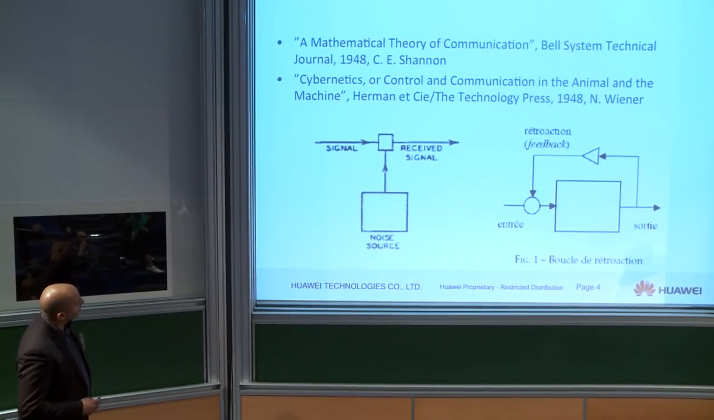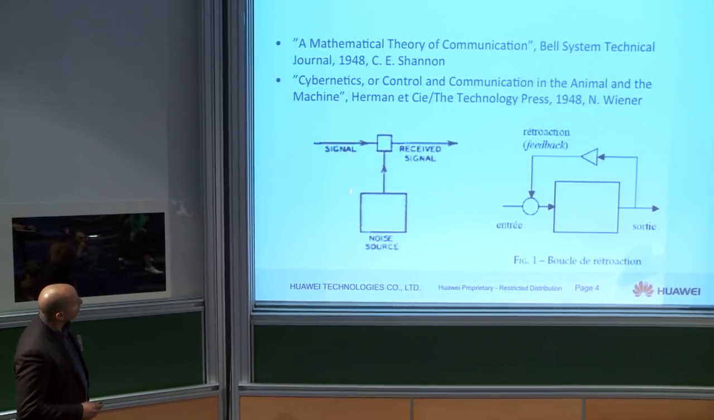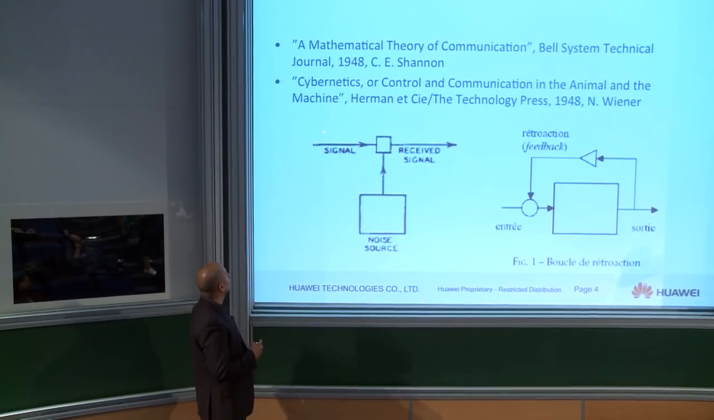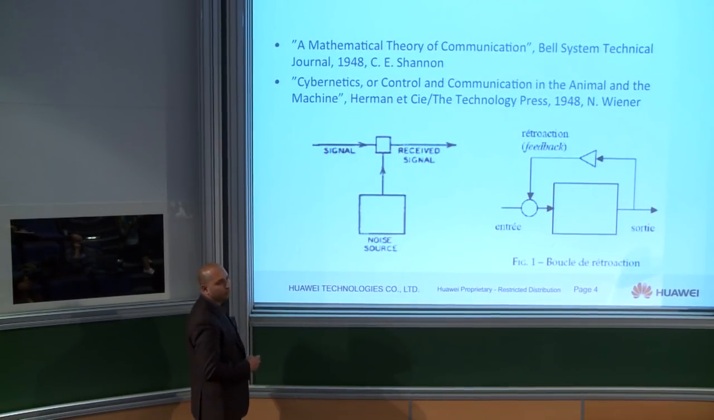And basically, the idea of Shannon was to say the following: if I had a model of my environment, at that time called the AWGN model, additive white Gaussian noise model, then I could know the amount of information I can transmit from here to here without error.